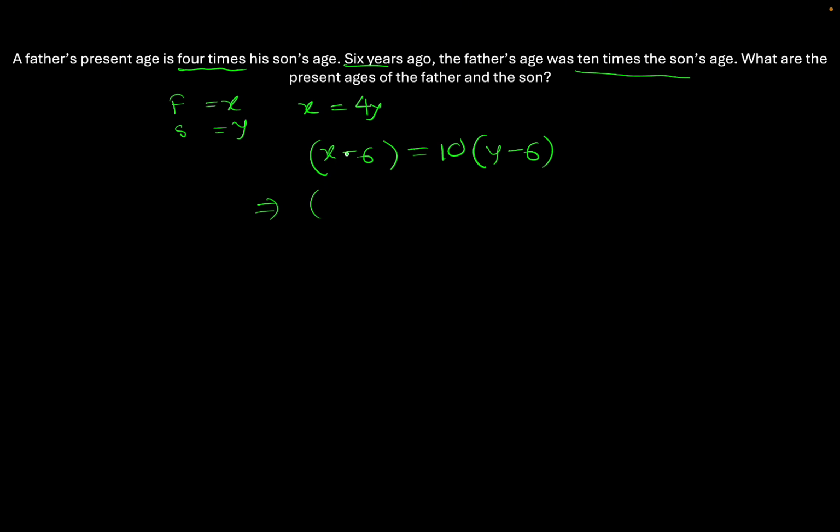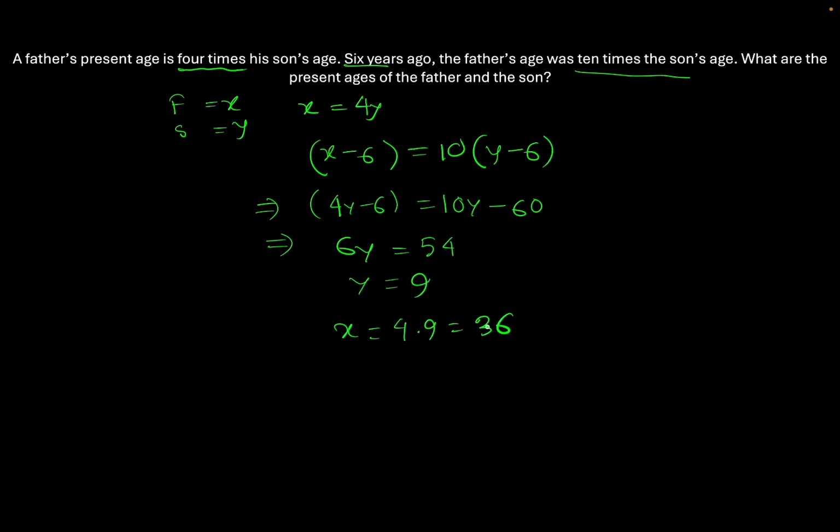So we can replace this x with 4y, so 4y minus 6 will be 10y minus 60. So it will be 6y is equal to 54. So y is equal to what? 9. And x is equal to what? 4 into 9 equal to 36.